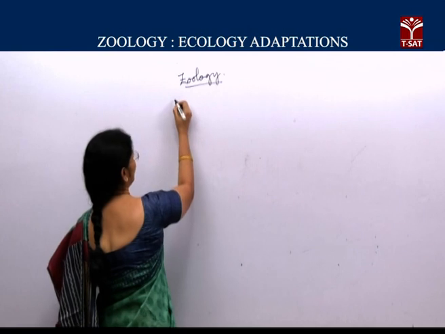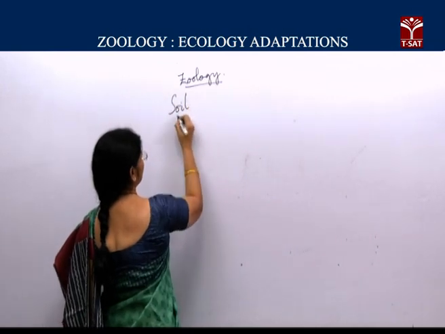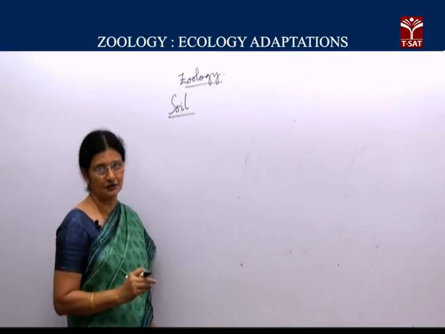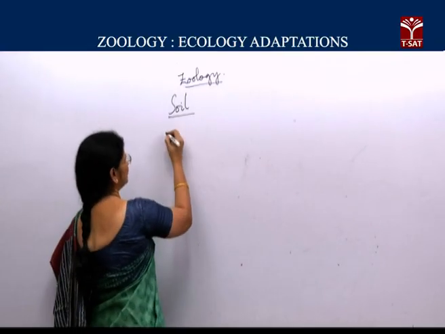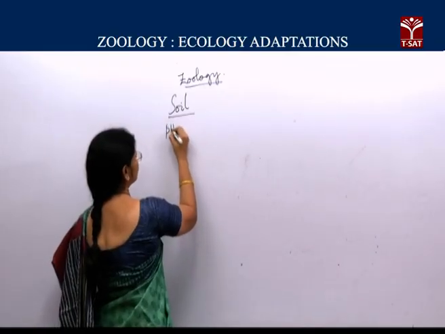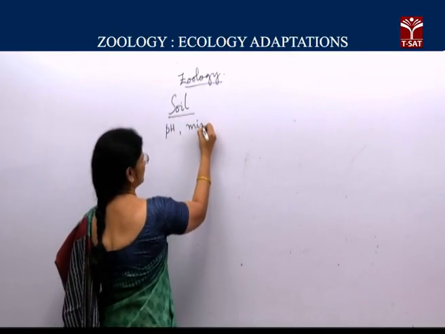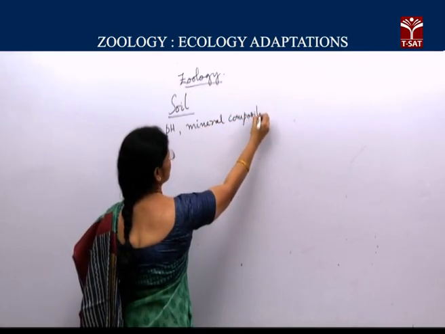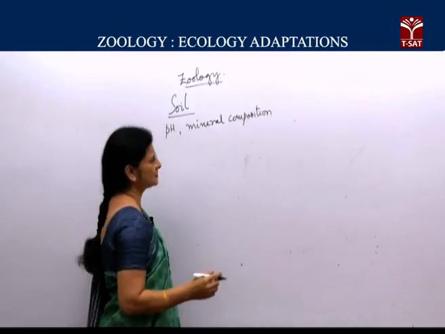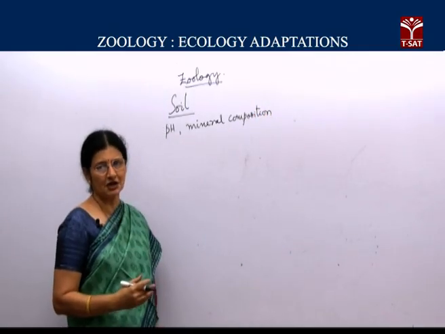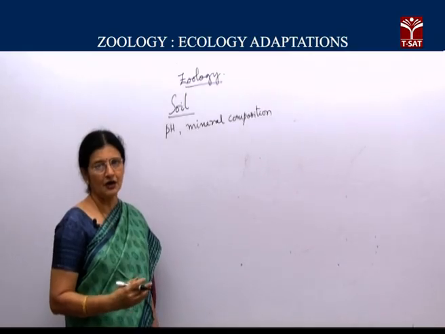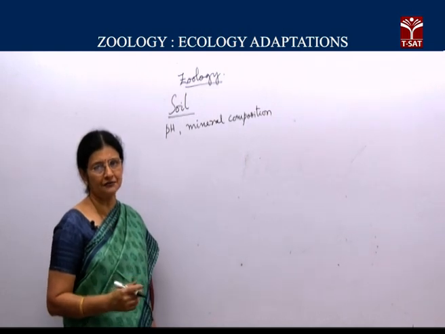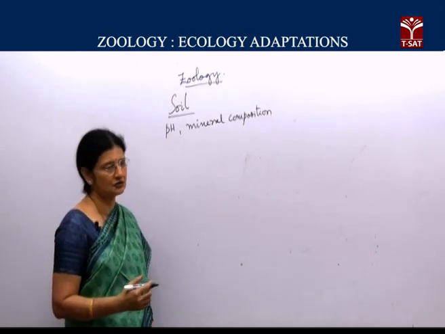Now, another important abiotic factor which influences the organisms is soil. Mainly pH of the soil, mineral composition of the soil influences the plants which are growing in that particular soil, and depending on the plants, the fauna, animals also are different in different types of soils.